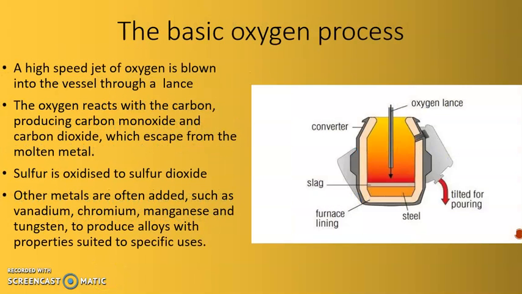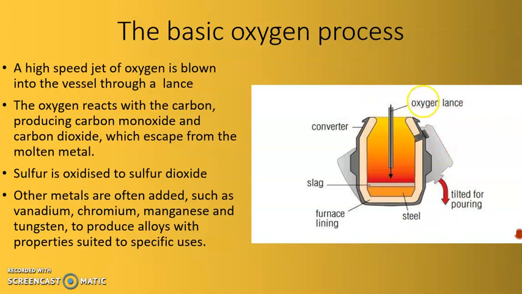The basic oxygen process is carried out in a tilting furnace. This method is fast because 350 tons of molten iron can be converted in 40 minutes. This is the converter. It has an opening which can be used for the slag or the molten steel to come out.